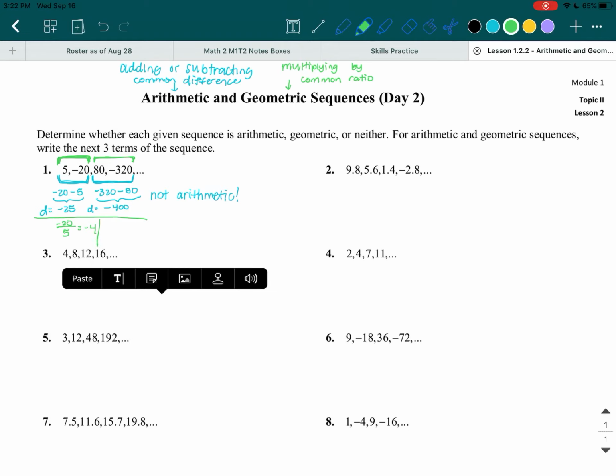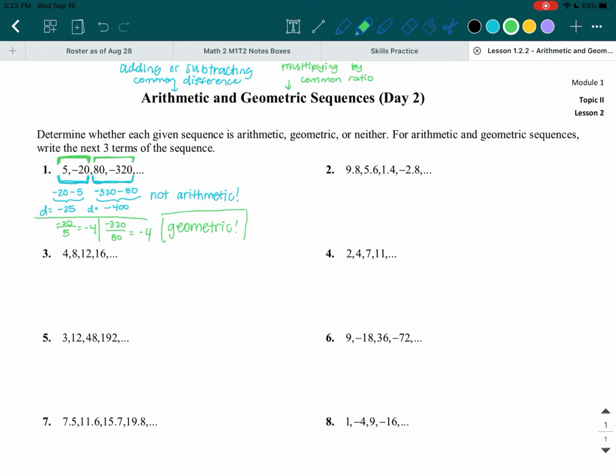All right. That seems okay so far. Let's test out the second pair. The second pair is 80 and negative 320. Take the second number, divide it by the first number, and use a calculator if you don't know, and you get negative 4. Okay, so if R is equal to negative 4, and then we calculate it again, and it's still equal to negative 4, then that means we have used the same common ratio every single time. That means this is geometric.